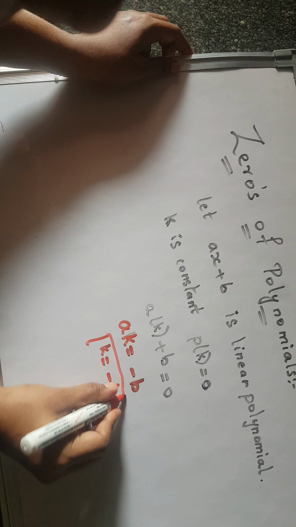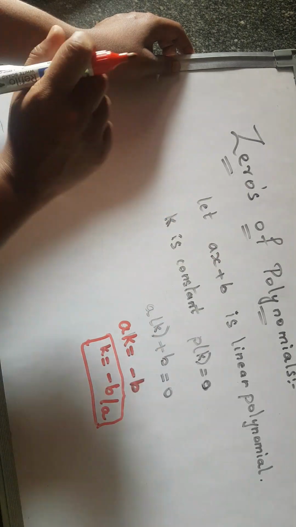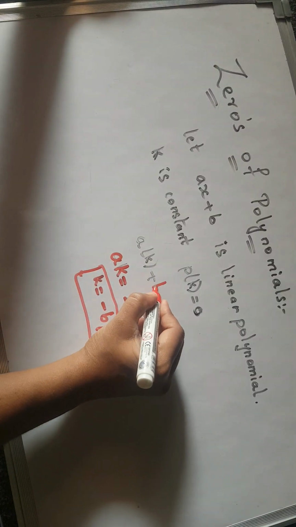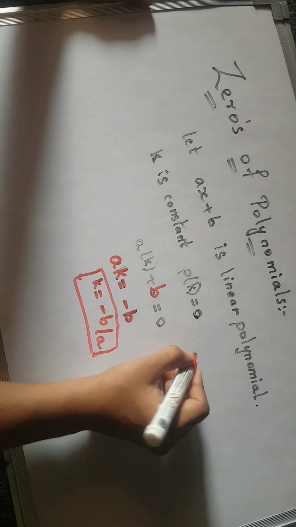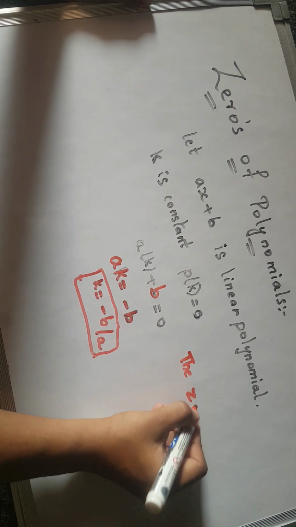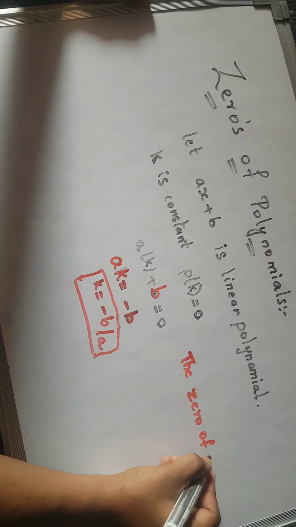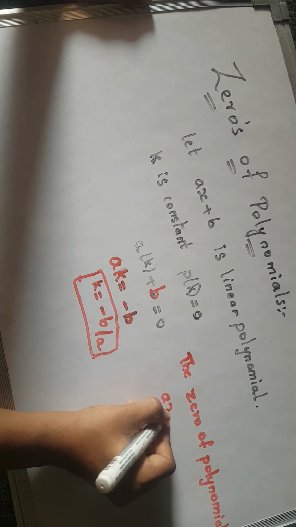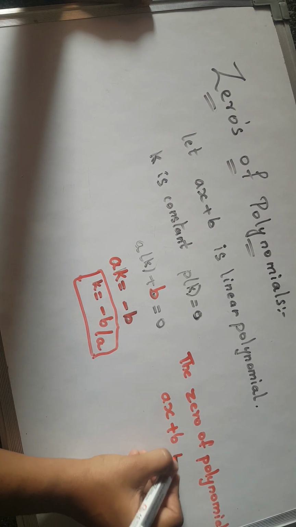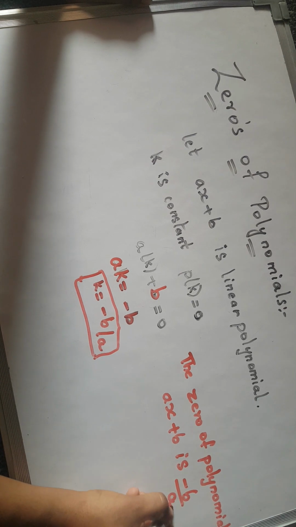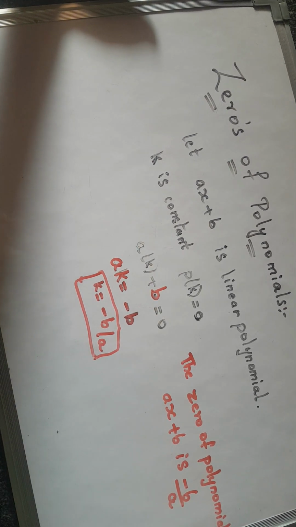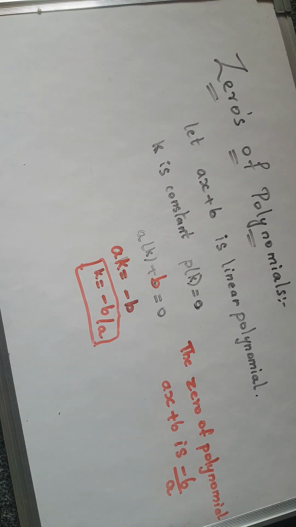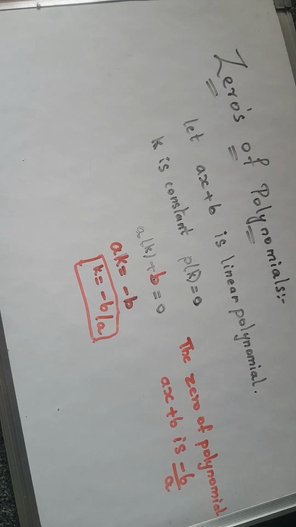When you put the k in the linear equation, the value becomes 0. P of k should become 0. This is called zeros of the polynomial. It means the zero of the polynomial ax plus b is minus b by a. Minus b by a is the zero of the polynomial ax plus b. With this we can solve the questions. Okay, let us solve the questions.